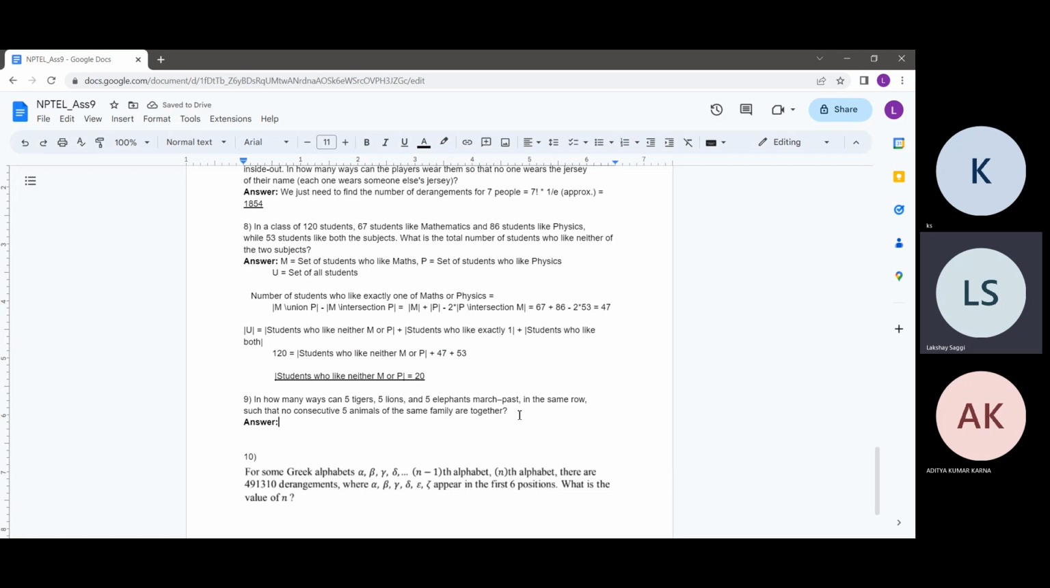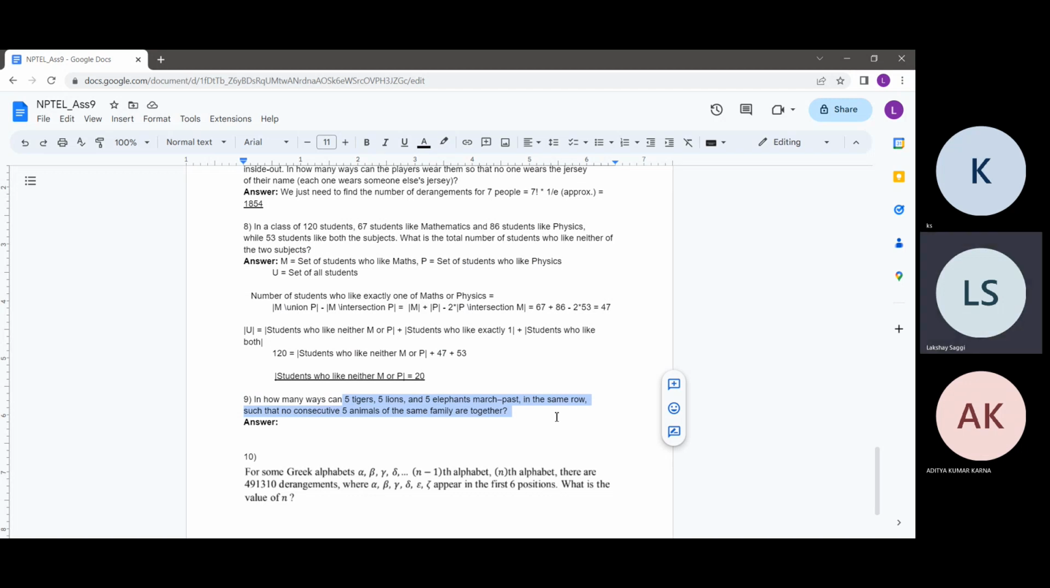So ninth question is nothing but, it's just asking in how many ways can five tigers, five lions, and five elephants march past in the same row such that no consecutive five animals of the same family are together.